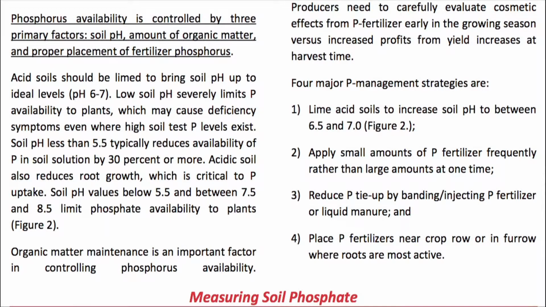The last thing on management that would be important for you to go through with them clearly would be the 4 primary phosphorus management strategies, which is managing our pH through liming, applying small amounts of fertilizer frequently rather than a large amount at one time, reducing the tie-up by banding and placement, such as injecting. Also placing phosphorus fertilizers near the crop row or in furrow where roots are most active.